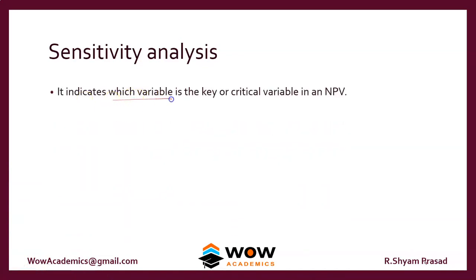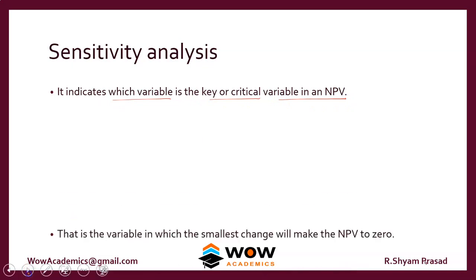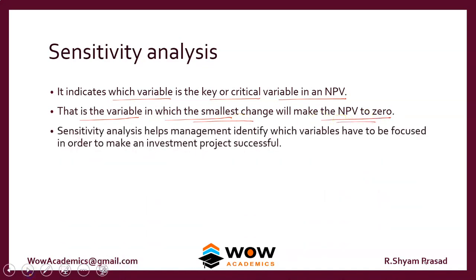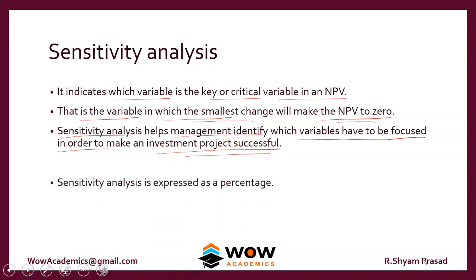It indicates which variable is the key or critical variable in an NPV. That is, the variable in which the smallest change will make the NPV 0. Sensitivity helps management identify which variables have to be focused on in order to make an investment project successful. Sensitivity is always expressed as a percentage.